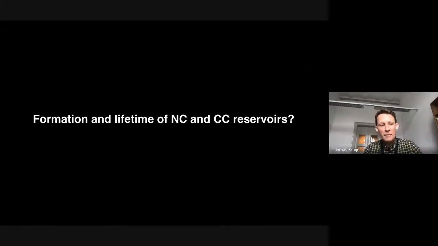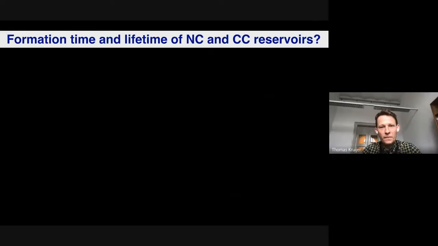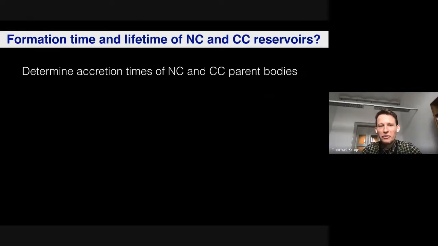So what does this now mean? Why is this relevant? And for this, it is useful to again include the other component that I talked about, and these are timescales. So if we link these genetic signatures with the timescales of meteorite parent body formation, then we can maybe say something about the formation and lifetime of these reservoirs. And for this, it's useful to determine the accretion times of NC and CC meteorite parent bodies.